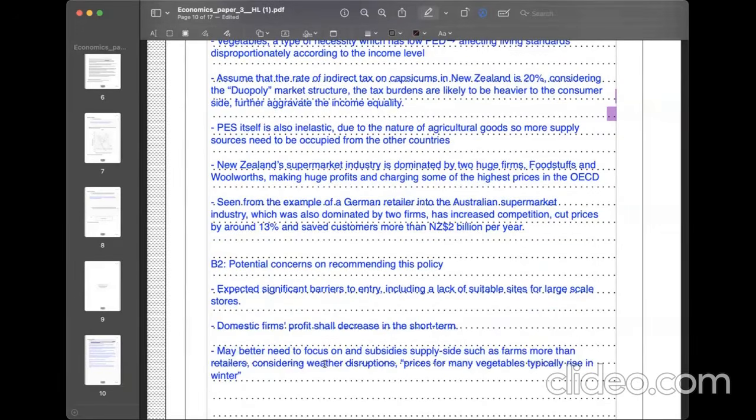What I reckon is the last concern is that the government may need to focus on subsidizing or incentivizing farmers, not the retailers. Maybe that's the fundamental answer to make the product itself more elastic, considering weather disruptions or things like that.